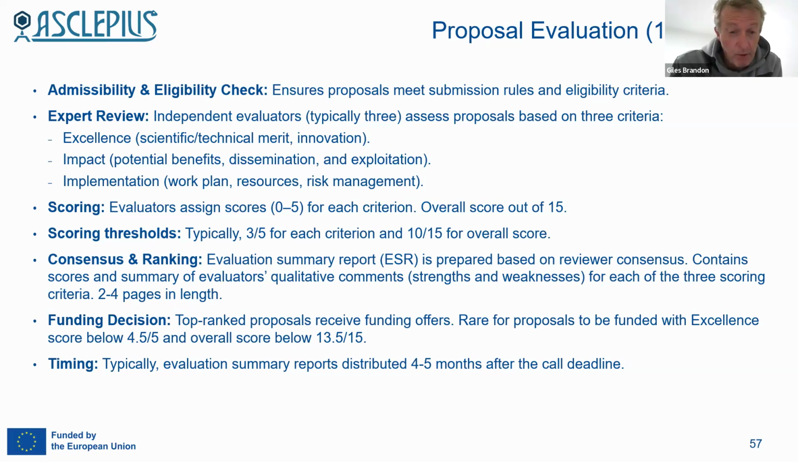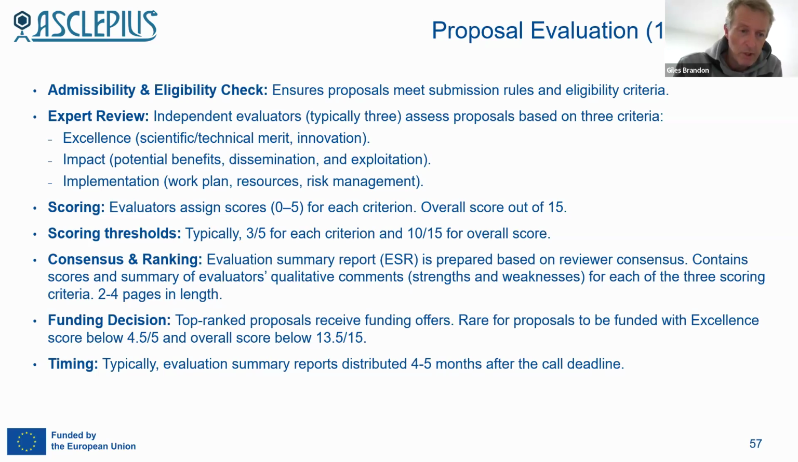So for every proposal, every consortium that submits a proposal will receive an evaluation summary report, whether they get funded or not. That summary report will be, say, 2 to 4 pages in length. It will contain the scores and a summary of the evaluators' qualitative comments, strengths and weaknesses. Now, the thing to understand is, even if you've passed all the scoring thresholds, that doesn't mean you will get funded.